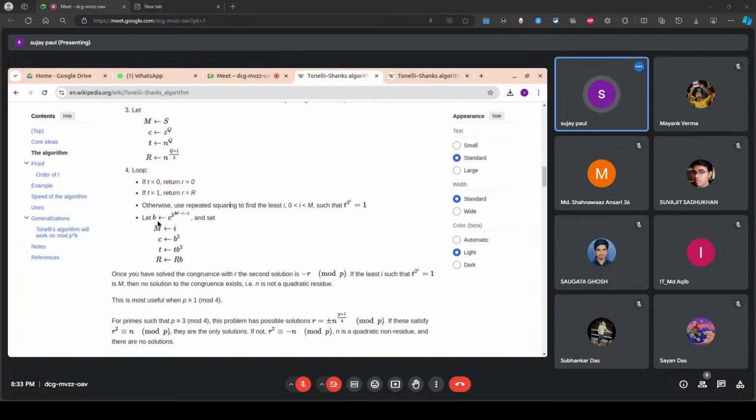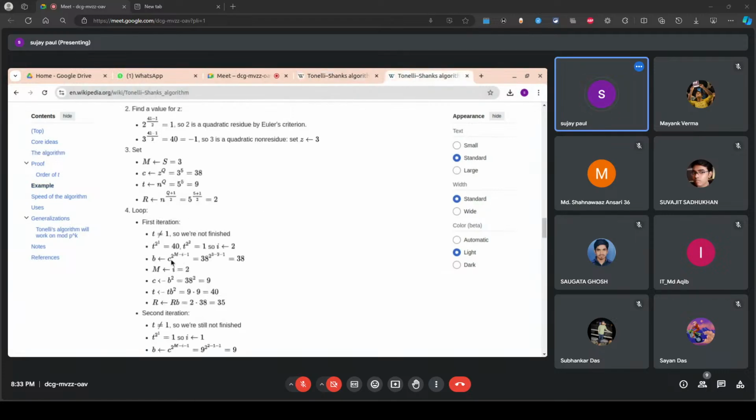Let b value should be c to the power 2 to the power m minus i minus 1. Let's see what the b value is. c to the power 2 to the power m minus i minus 1. Here c is equal to 38, which is 2 to the power m minus i minus 1, with i equal to 2, m equal to 3, and 1 means 1. So that is 38. Okay.